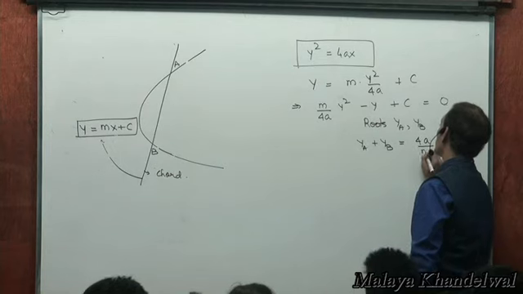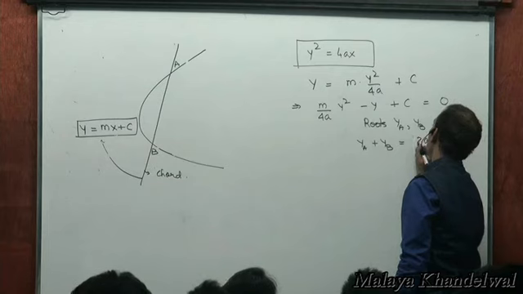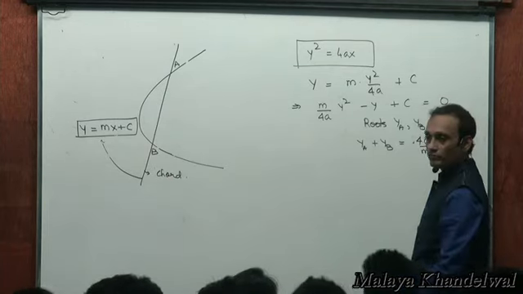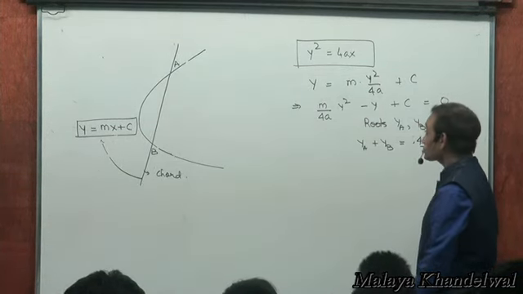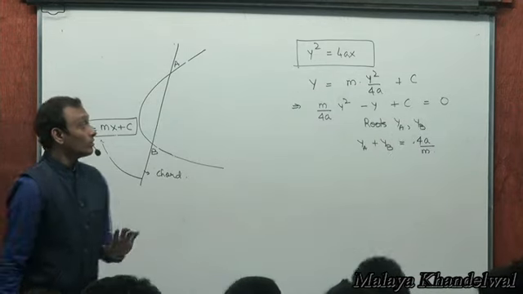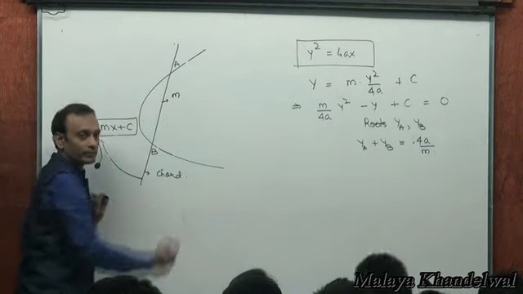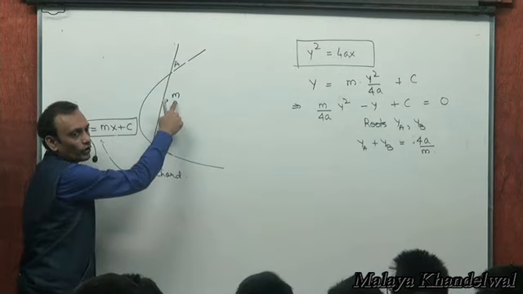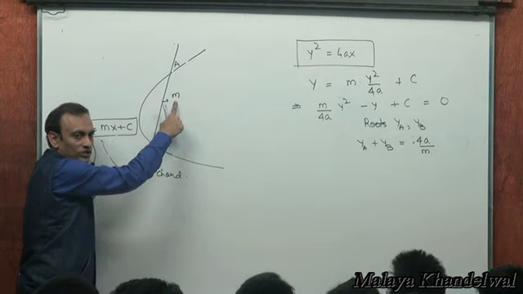Where ya plus yb is what? 4a by m. Yes or no? Yes, sir. Very useful result. Which means this is a chord of slope m, and y of A plus y of B turns out to be 4a divided by the slope of this chord.